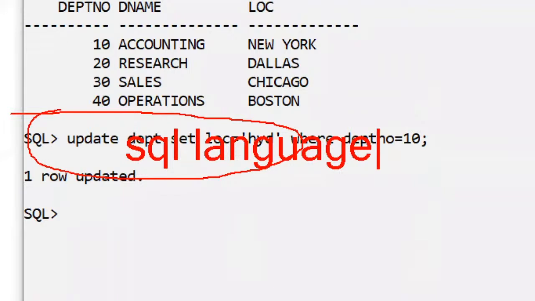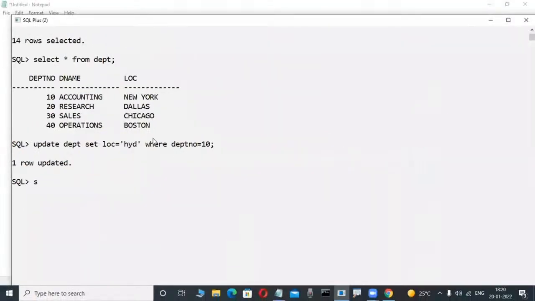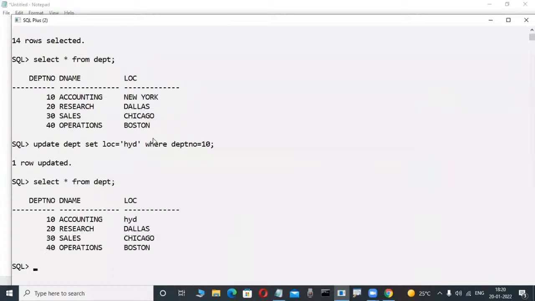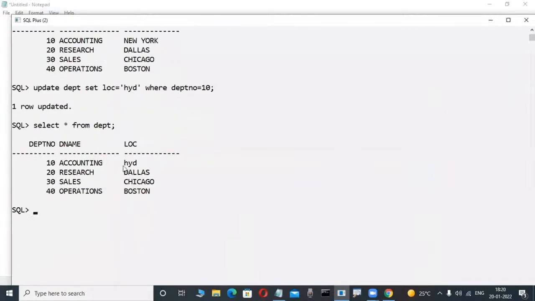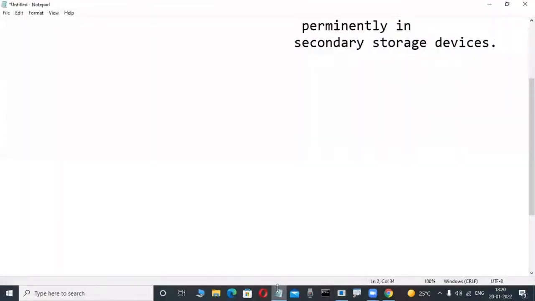Now observe it here. Once we write this type of coding, this is called the SQL language, then automatically it is affected in your database. Observe it here. In the previous case, New York is there, but in this case, Hyderabad is the location, is it there or not? Yes. That's why always observe it here.